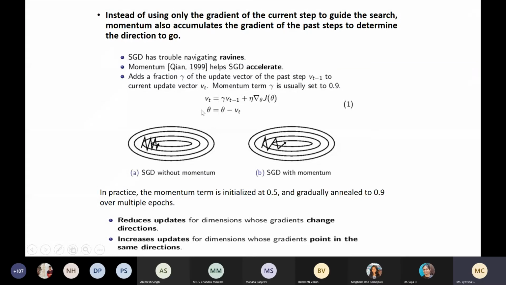You can see the two formulas given. Please look at the second formula, that is theta is equal to theta minus Vt. How was the previous formula?